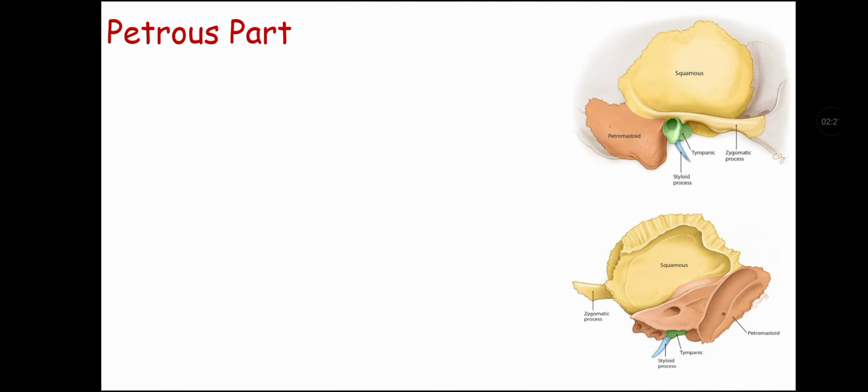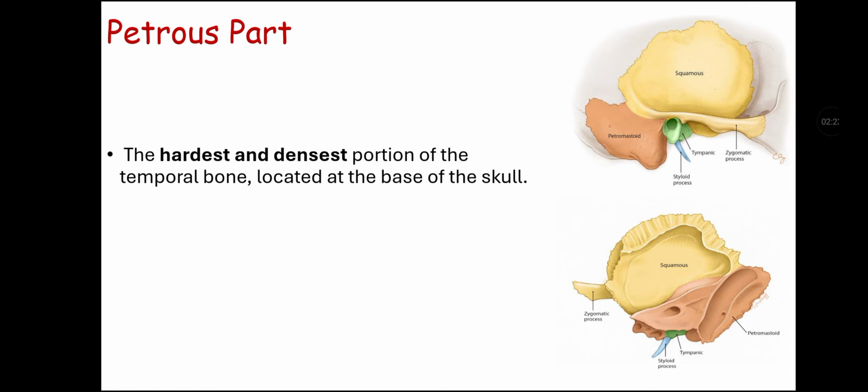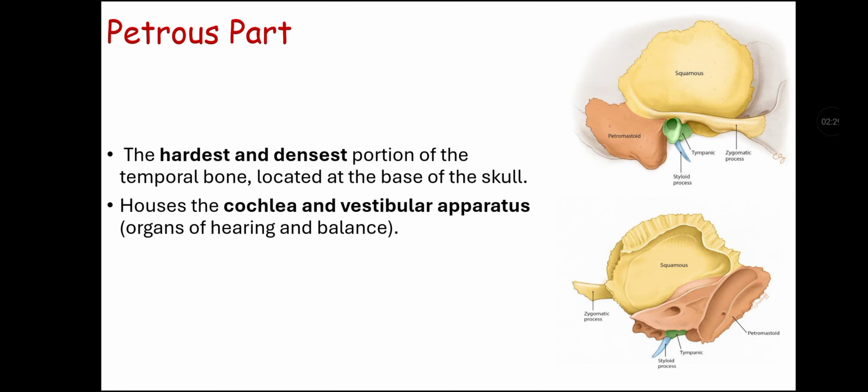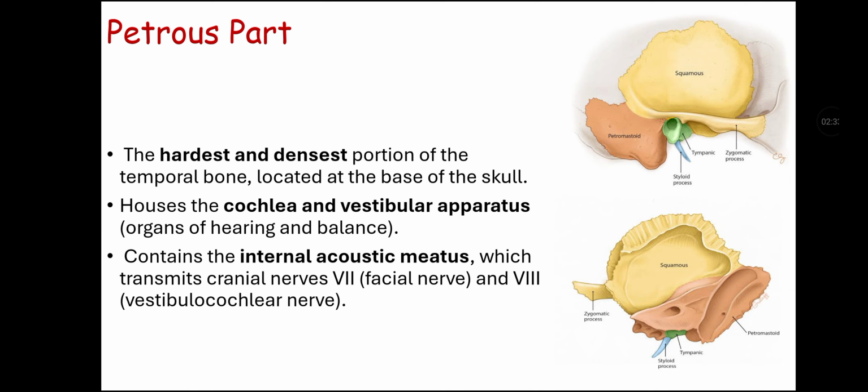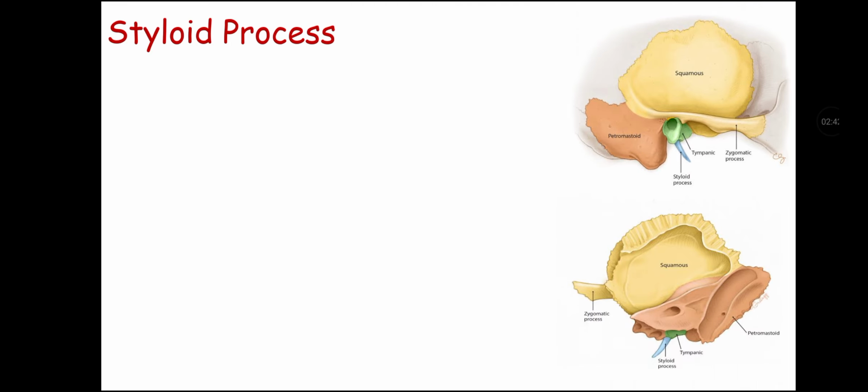Next part is petrous part, that is behind the mastoid part of the temporal bone. It is the hardest and densest portion of temporal bone that is located at the base of skull. It houses the cochlea and vestibular apparatus, that is organs of hearing and balance. It contains the internal acoustic meatus which transmits cranial nerve number 7, that is facial nerve, and cranial nerve number 8, that is vestibulocochlear nerve.